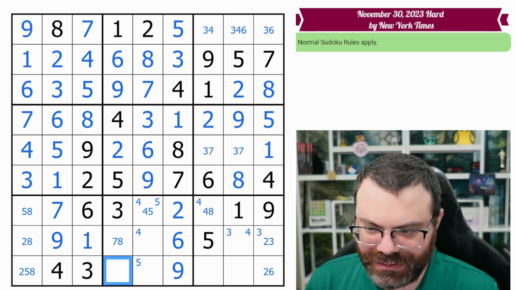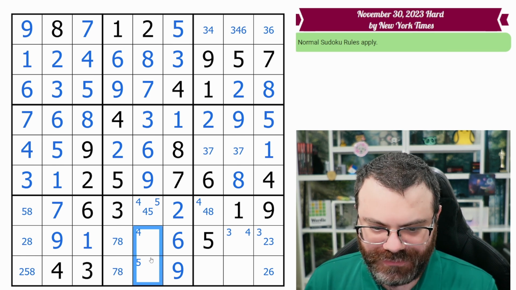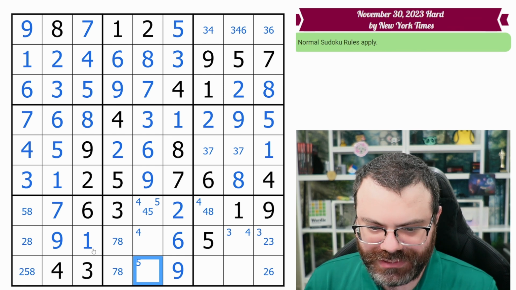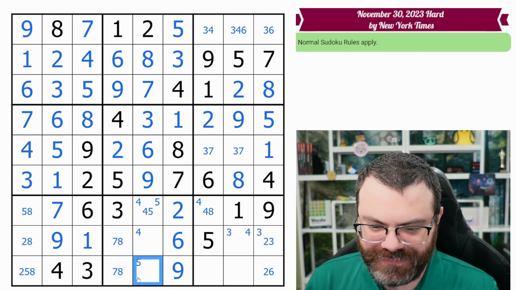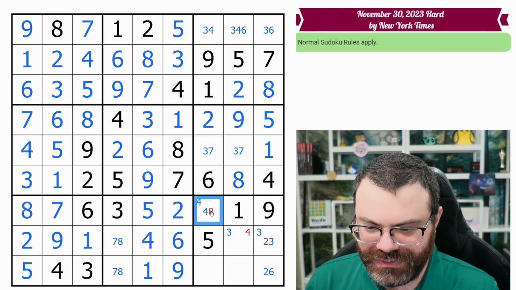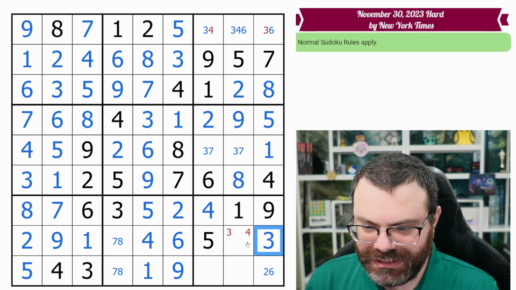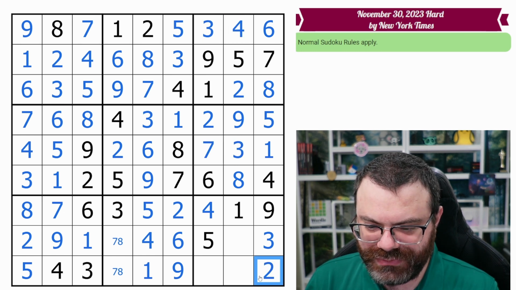This is 7, 8 as well. 7, 8 pairs. So this is 4, 5, and this is 1, 4, 5. So the 1 can only go here in the box. So that's a 1. That gives us, because that used up a 5 corner mark, that gives us this 5 and this 4. We get the 8, 2, and 5. We get the 4, 3. All right. Up here we get the 6, the 3, and the 4. 7 and the 3, the 2.